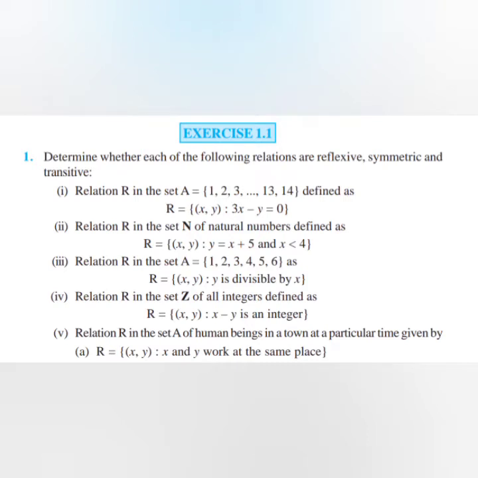In this relations and functions, see the first question, exercise 1.1 first question. Determine whether each of the following relations are reflexive, symmetric and transitive. The first question is for the set A = {1, 2, 3, 4, up to 14}. This relation is defined by R = {(x, y) such that 3x − y = 0}.